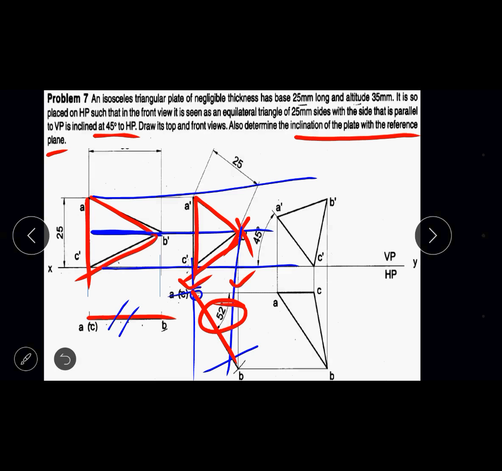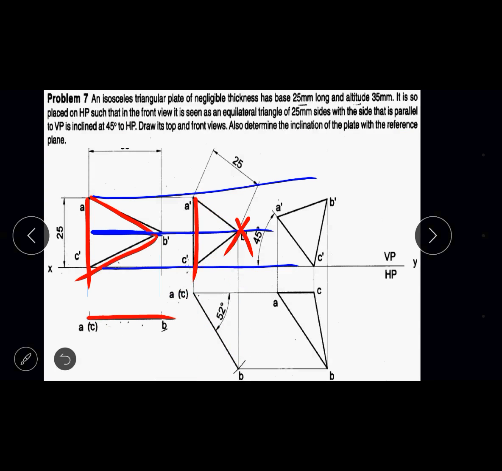So this is about the first step and second step. Third step, it tells about the HP angle. It's given that the side that is parallel to VP is inclined at 45 degrees to HP. Now out of these three sides, I'll just get back to the third figure, second figure.